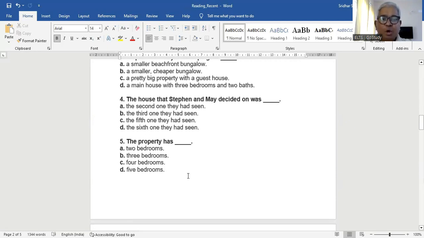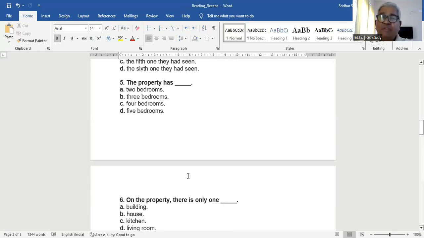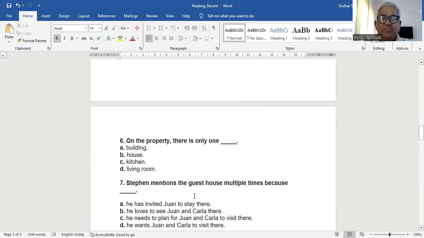Fifth question. The property has A, 2 bedrooms, B, 3 bedrooms, C, 4 bedrooms, D, 5 bedrooms. The property, in fact, has 5 bedrooms. So D is the right answer.